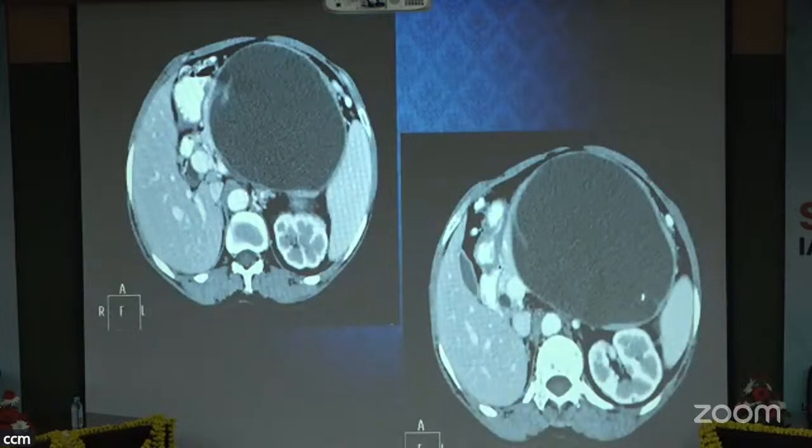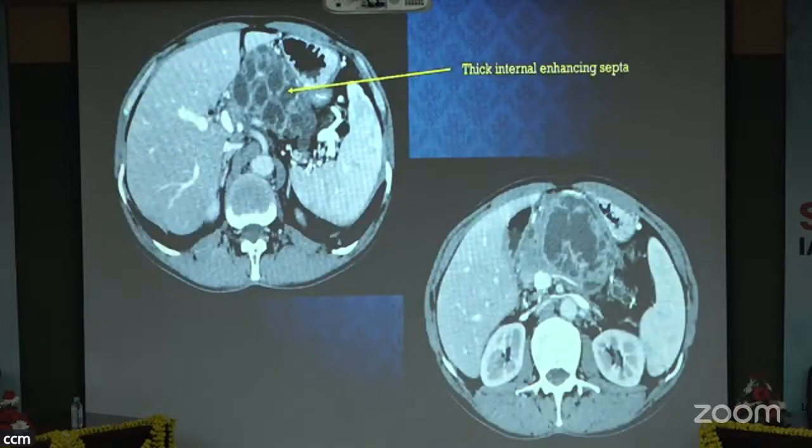This is a case where the lesion looks quite simple cystic, but if we pay attention to the walls, we can see some thick enhancing septa. In one of the walls we can see calcification, and also there was no history of pancreatitis. So if we are seeing this kind of picture and we can see some thick septa, some mural nodule in the wall, or some calcification, then we should suspect mucinous neoplasm.